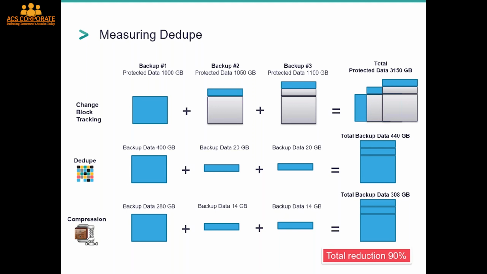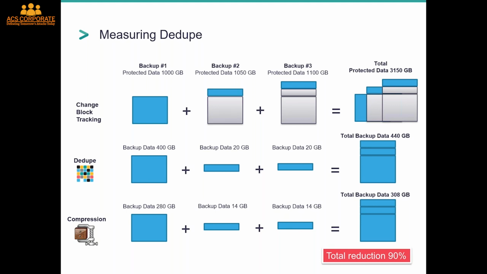By just adding dedupe. And then if you compress the data, and again, this is looking at compression on its own, it's basically reducing the data again. So compression on top of the dedupe, we're taking it from 400 gigabytes down to 280 gigabytes. Also, the 20 gigabyte dedupe size of that daily backup has been reduced down to 14 gigabytes. And you can see then that with compression and dedupe, we've turned 1,100 gigabytes down into 308 gigabytes.